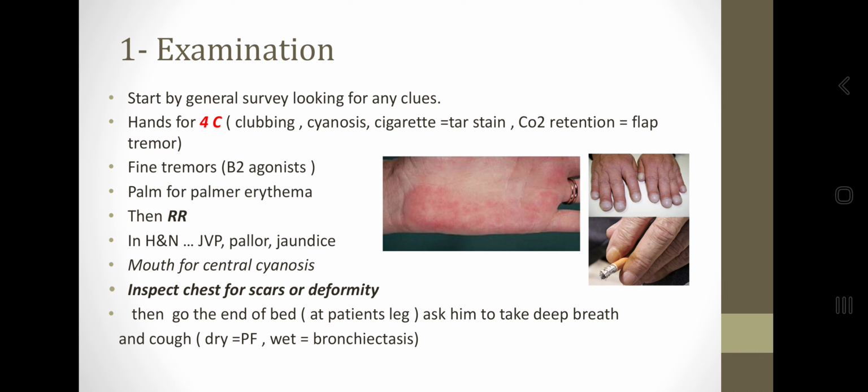Check the mouth under the tongue for central cyanosis. Then inspect the chest for scar or deformity. This is very important. Go to the end of the bed at the patient's legs. At the patient's legs, ask the patient to take a deep breath to check for asymmetry. And can you give me a cough, please? If it's dry, you are dealing with pulmonary fibrosis. If it's wet, productive, you are dealing with bronchiectasis.